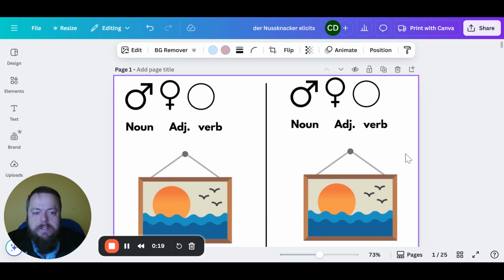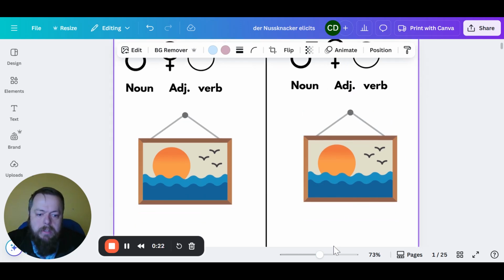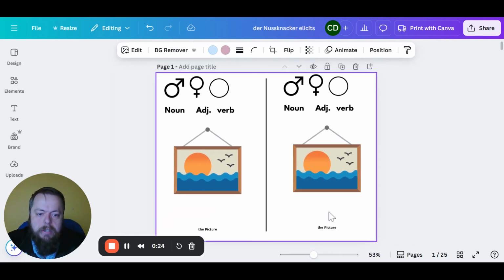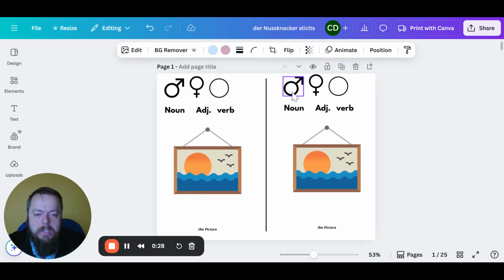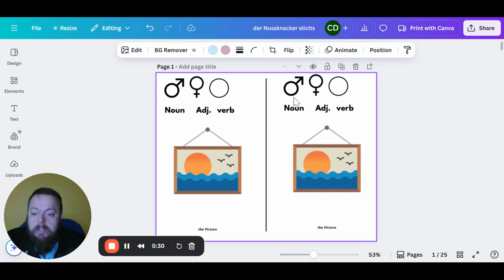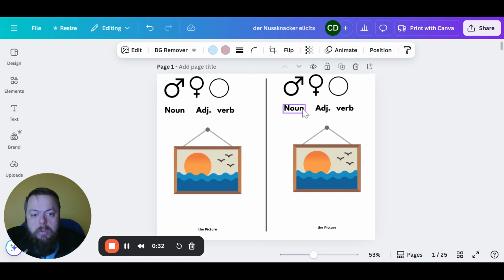So the first thing is looking at the format of the design here. We have a couple main components. We have some of the symbology up here to denote the grammatical gender of the item. We also have the part of speech that it could be. Then we have some sort of picture in the middle, and of course a label down below. The label doesn't necessarily have to be super tiny, but I put it there so that we use it a little bit later on.